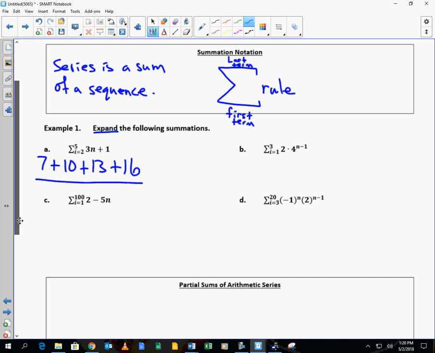Let's generate letter B. Letter B, it says I start with 1, so I plug in 1, and I go up until 3. So if you plug in 1, what is 4 to the 0? Times 2, plus, I plug in 2. 2 minus 1, 4 to the 1, times 2, plus 3. So 3 minus 1, and 4 squared, times 2. Very good.